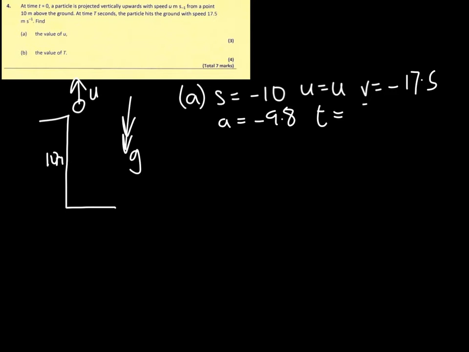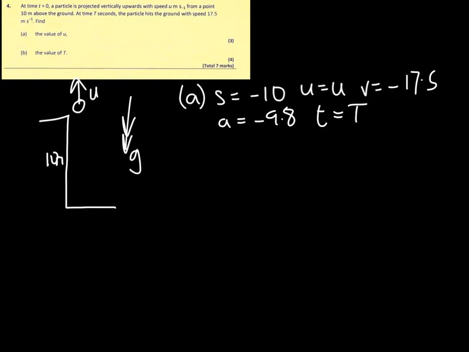Right, SUVAT, what do we know? My initial conditions up here, this is where I'm starting. Up's positive, down's negative. This is displacement 0. When I'm down here at the bottom, our displacement is going to be minus 10 because it's 10 meters below. Initial speed is u. Final speed: this is projected up, so it's going to go up, then come down, so it's heading downwards, so its velocity is going to be negative. It's going to be minus 17.5. Acceleration is going to be minus 9.8 because it's acting downwards, and the time is capital T.